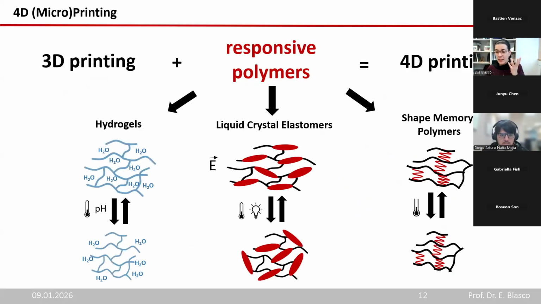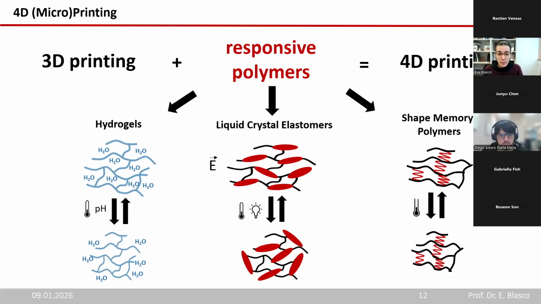And we have tackled three different classes of materials. The first class is hydrogels. Hydrogels are very hydrophilic networks, so they contain a lot of water. And by playing with the chemistry of the monomer, we can make them, for example, thermoresponsive or pH responsive. That means that when we stimulate them with this external stimulus, we change the hydrophilicity, so they will become hydrophobic and expel water. That means the optical properties and the volume change.